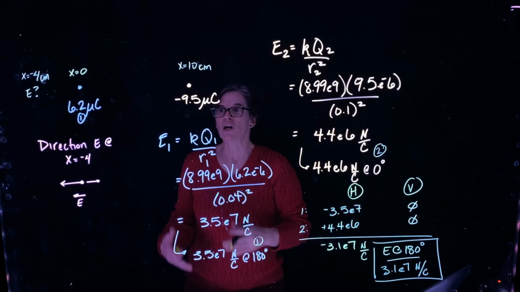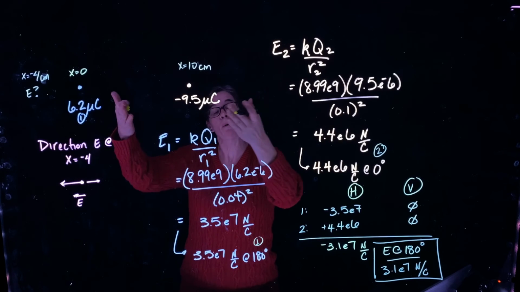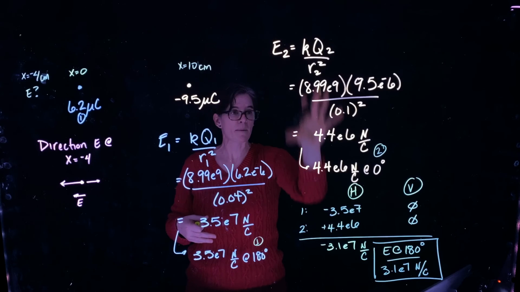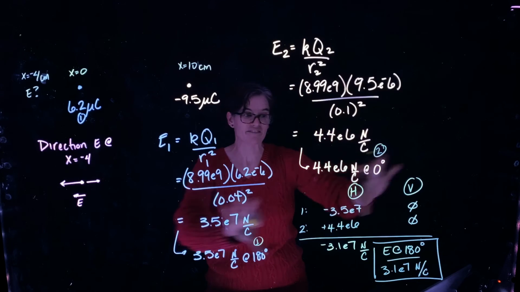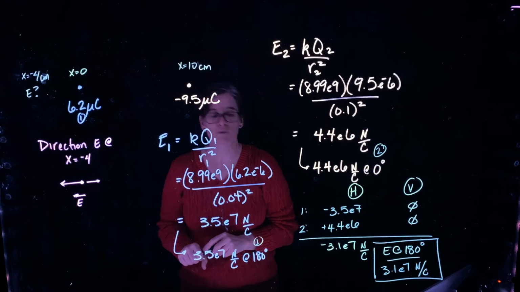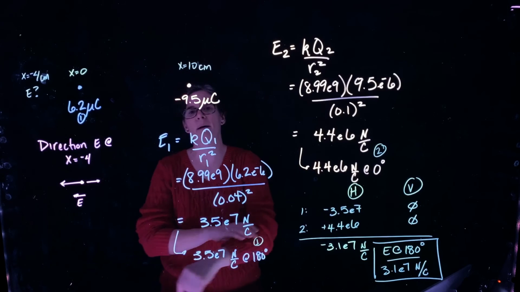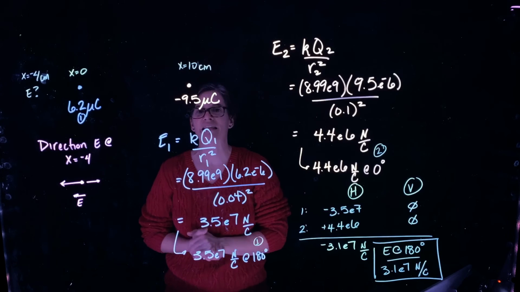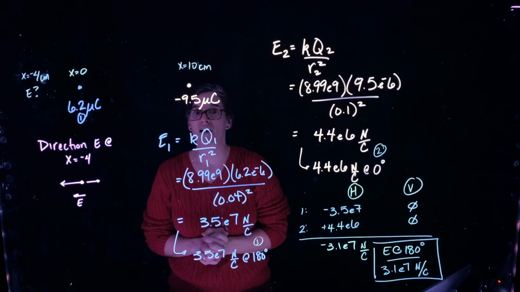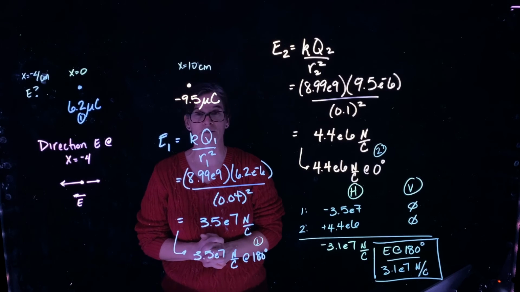All right, so I have 2 point charges. I can sum those point charges vectorially, so looking at the influence of each one of those point charges individually and adding them up vectorially, and I get the magnitude of my electric field.